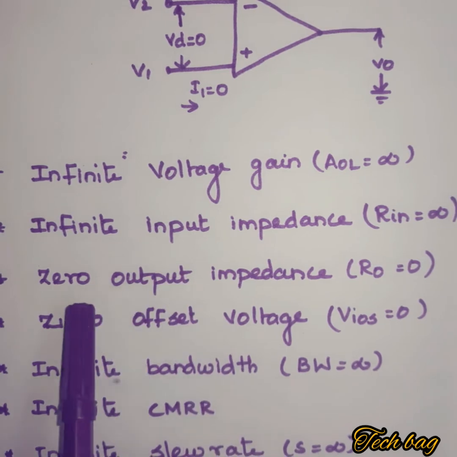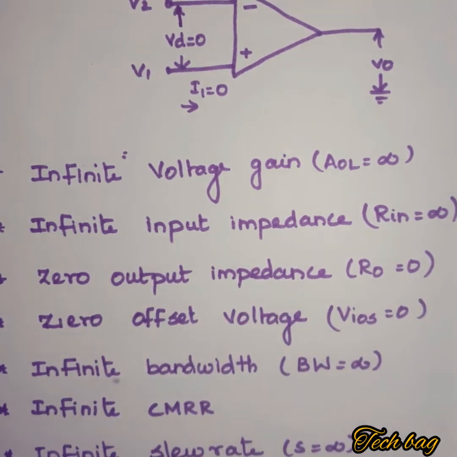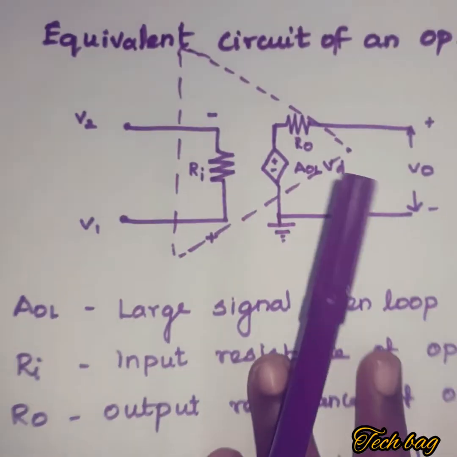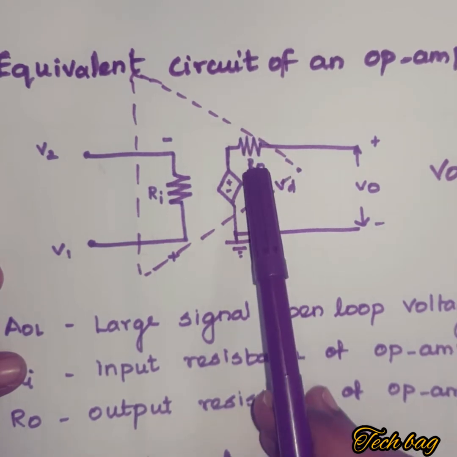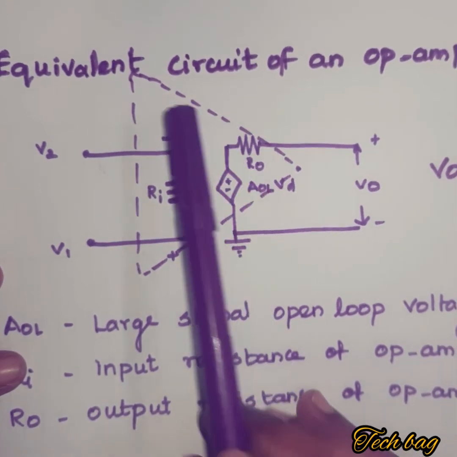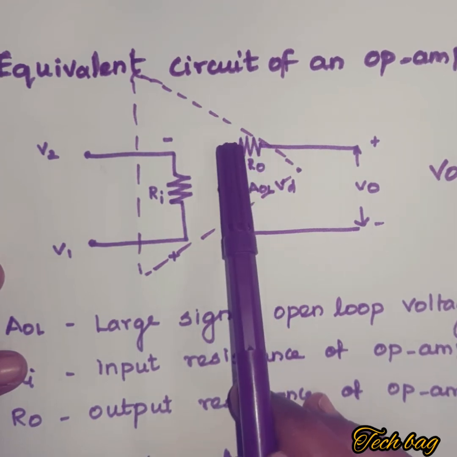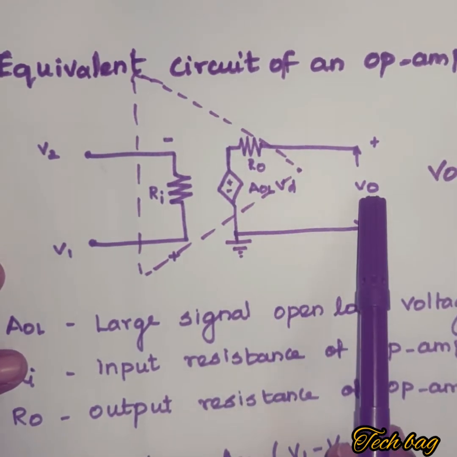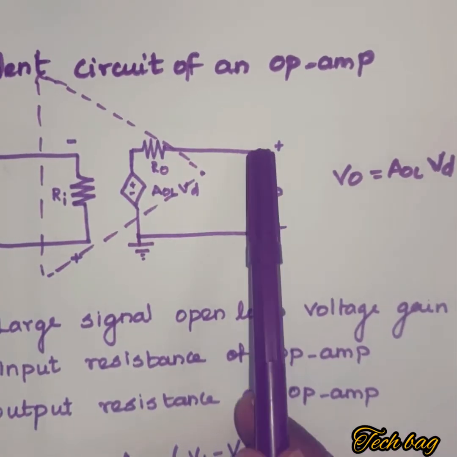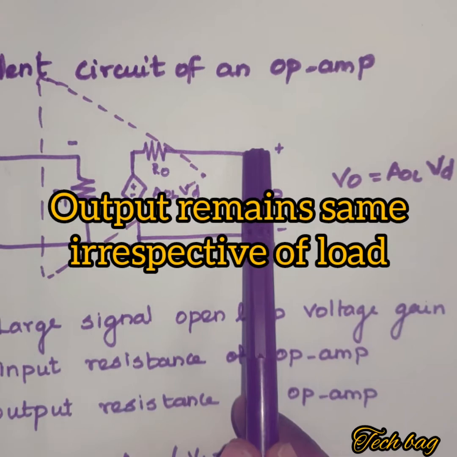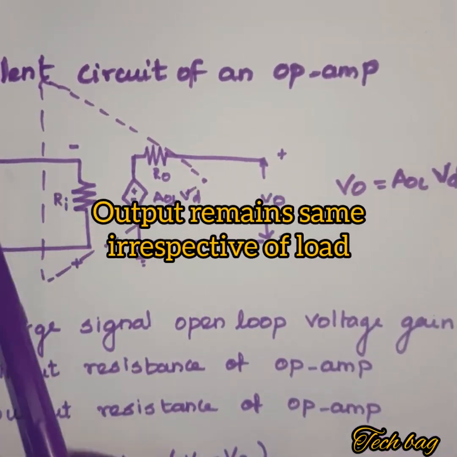The next one is, it has 0 output impedance, that is R0 value is equal to 0. If you come to this equivalent circuit, here the output resistance is R0. This R0 value is 0 for ideal operational amplifier. If it is 0, it acts like a short circuit, so your V0 becomes AOL Vd. So your output does not depend upon the load. It depends only on the Vd value, that is the difference between the input voltages.